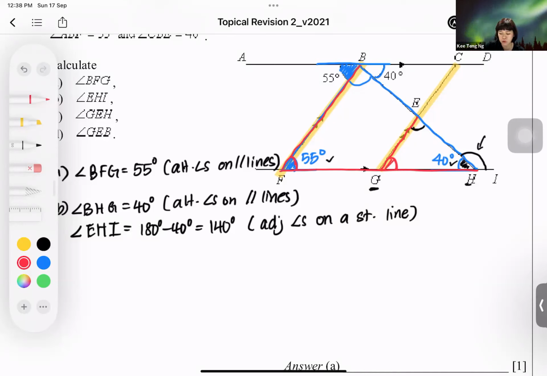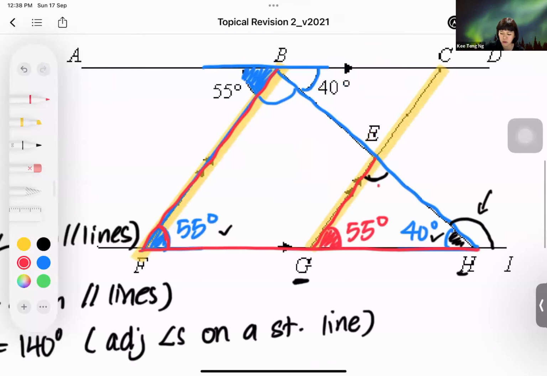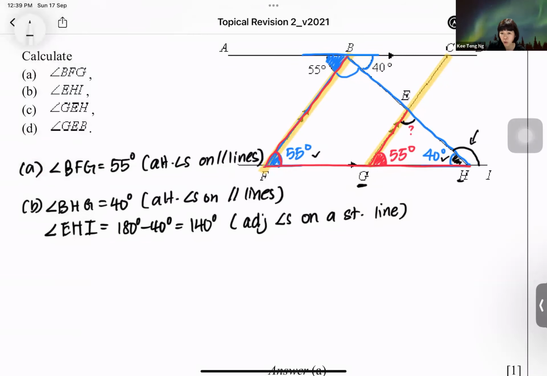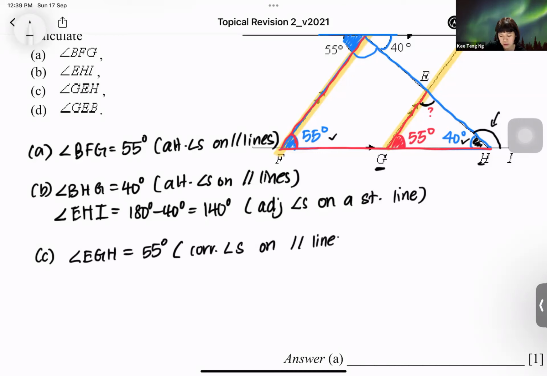So let's say now I'm going to use this angle 55. Therefore, I can definitely find the angle that I want. What will this be? But let's first write down the reason. How do I know angle EGH is actually 55 degrees? Part C, angle EGH is 55 degrees because it's letter F, so it's corresponding angles on parallel lines. Remember the parallel lines.